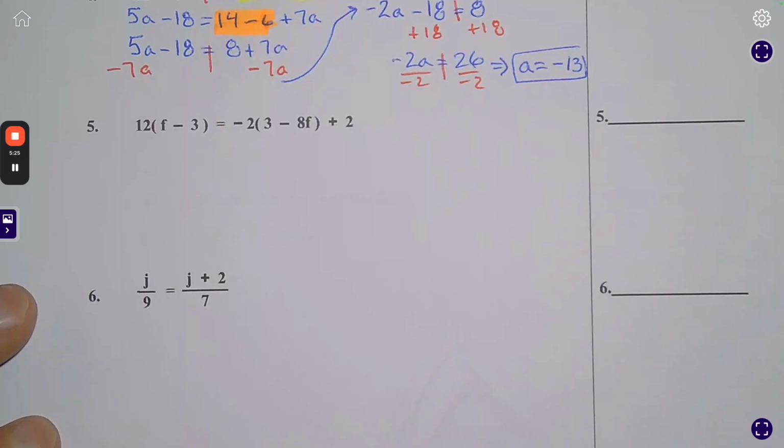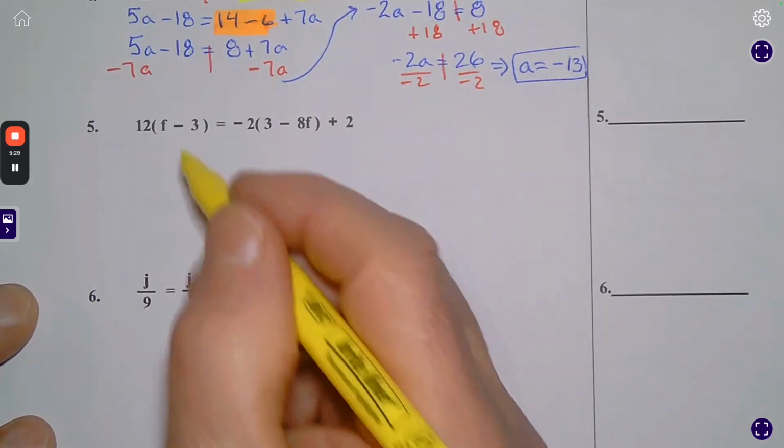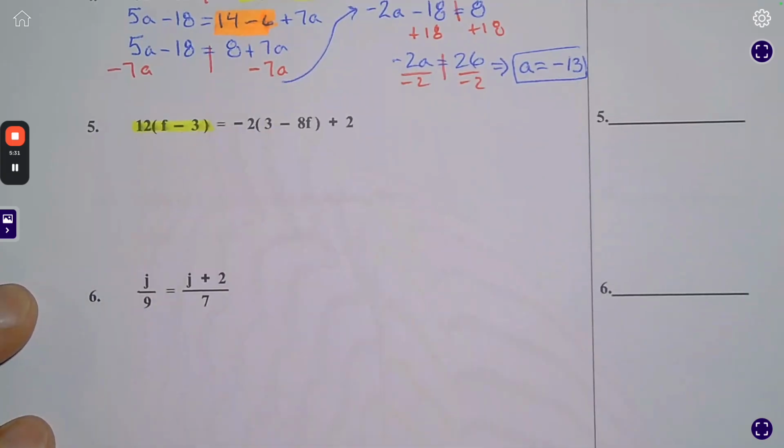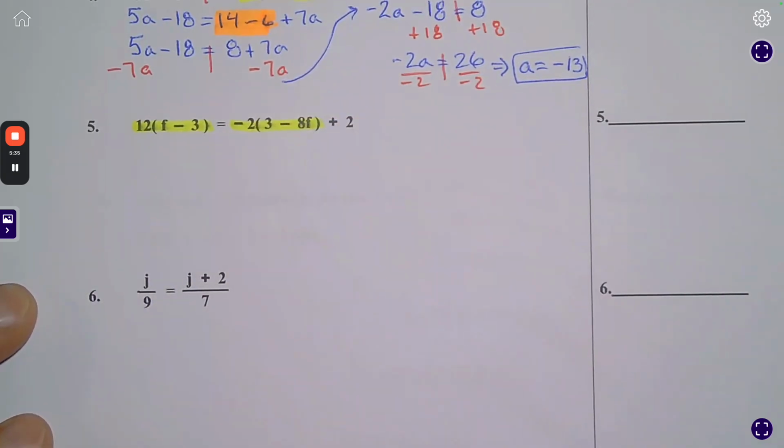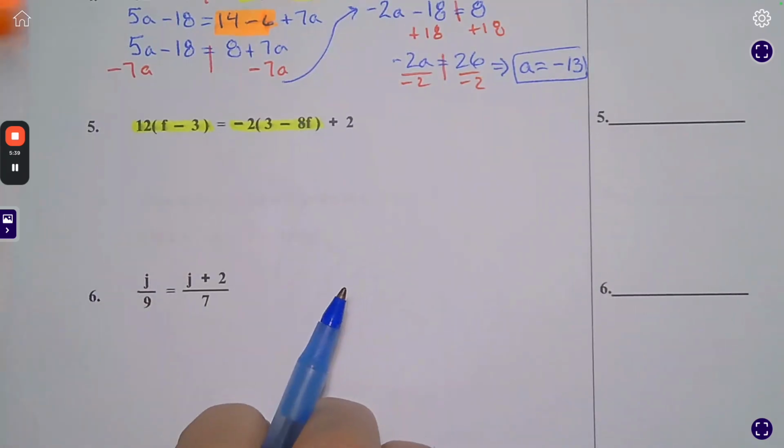Number 5. We got a lot of things going on here. Notice on the left-hand side, distribution. On the right-hand side, distribution. So always get rid of that distribution first. I shouldn't say get rid of it. I should say perform it.